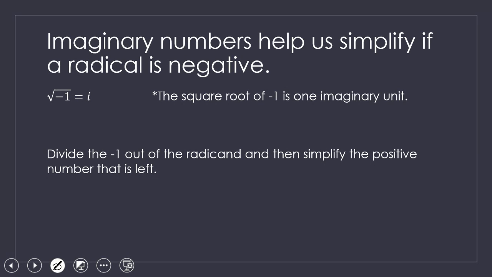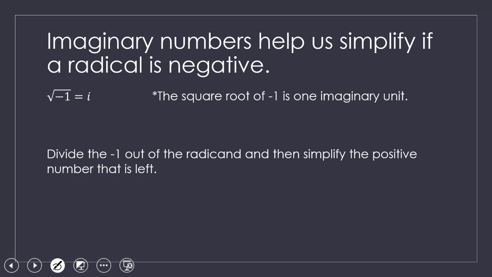Now, they are called imaginary not because they are in our imaginations, but because they do not exist on the coordinate plane. They do exist in other planes, just not on the coordinate plane that we're used to dealing with. So don't think that, oh, they're imaginary, I don't have to do anything with it. That's not the case. You do have to simplify using i for imaginary units. And the square root of negative 1 is i. Okay, so when we're simplifying, we just divide the negative 1 out and then simplify the positive number that's left.